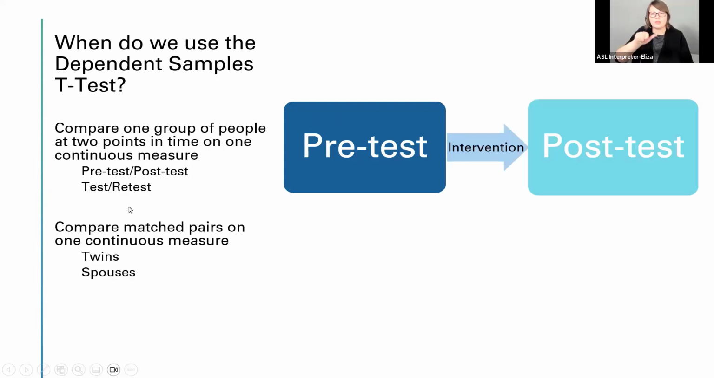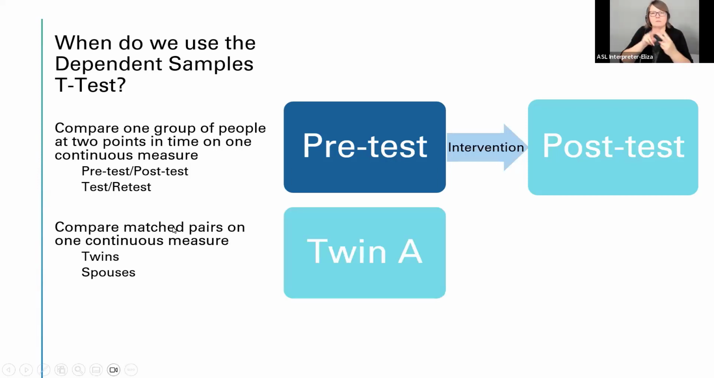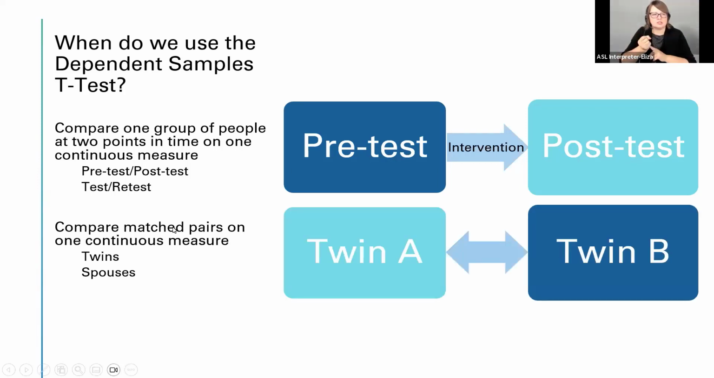The other instance is called matched pairs. It's the same idea, but in this case, there are two different groups of people, but they are linked to each other. We see this in twin studies. So if they're looking to see how much of a genetic component something has, they might have one twin get an intervention, the other twin not get an intervention, and then compare the performance for those two twins.